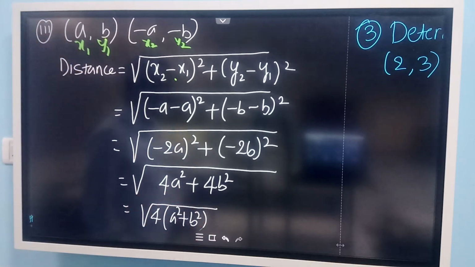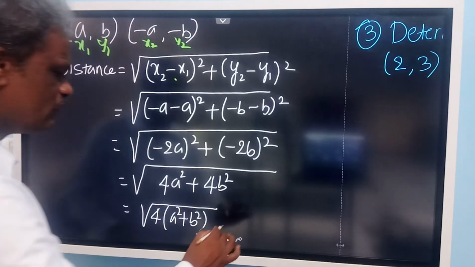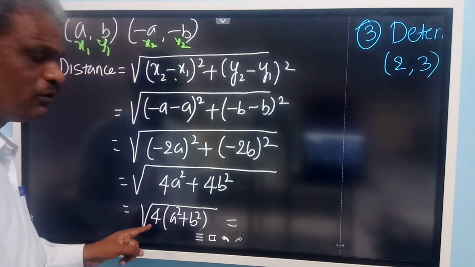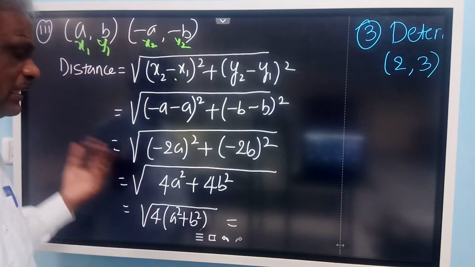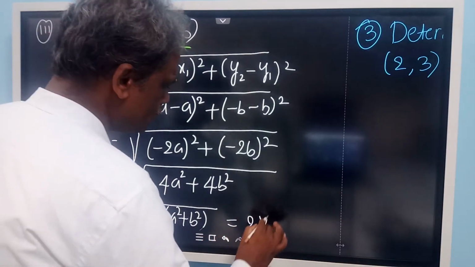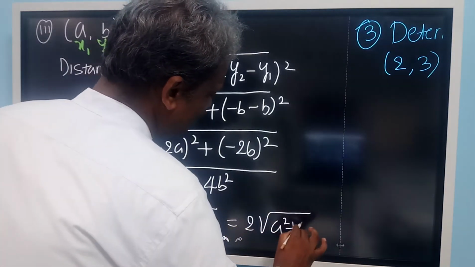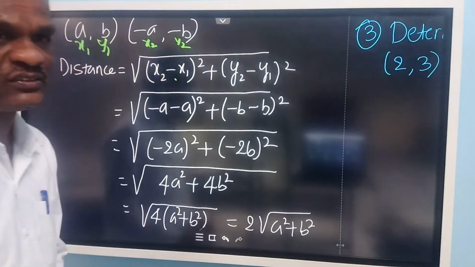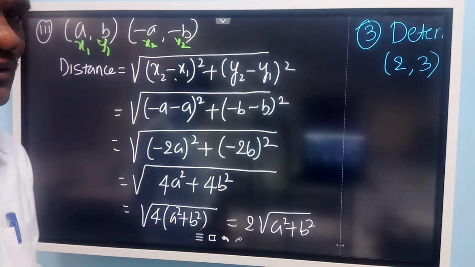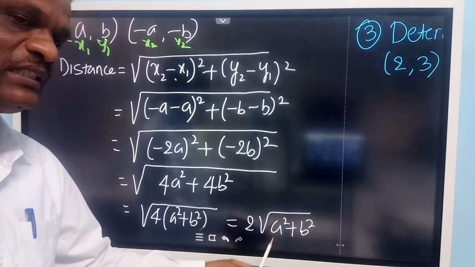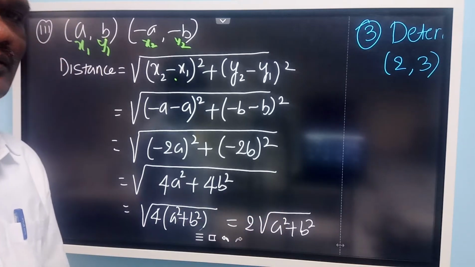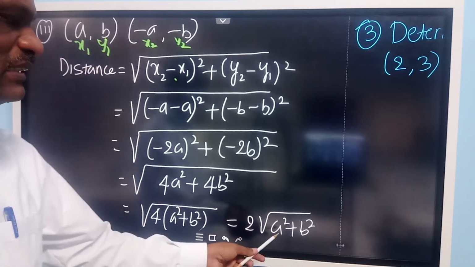Once you take 4 common, 4 into a square plus b square. Then in the standard form, 4 is a perfect square number, so you can take outside 2 root a square plus b square. This is not a perfect square number. A square plus b square is not a perfect square number. Don't confuse here. A square is there, b square is there. Don't write a plus b.